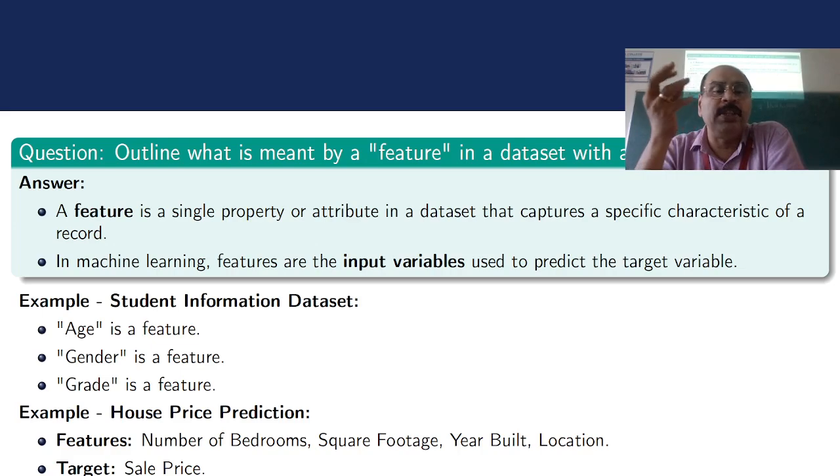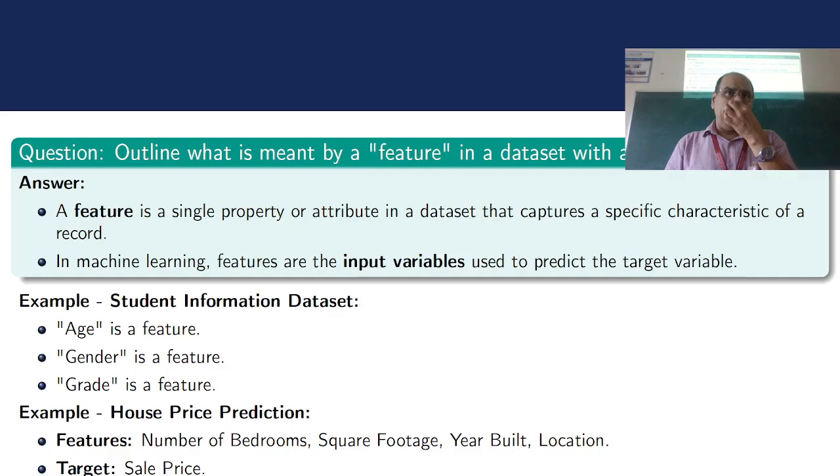So a feature is a particular property or an attribute in a data set that captures the specific characteristics of a record, say age, gender, grade or marks. We have very important processes where we do feature extraction, feature selection and so on, which might be required for your next level of studies.